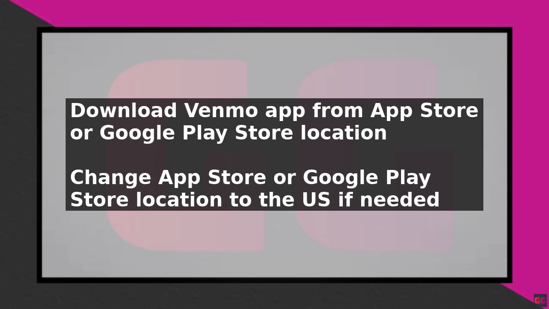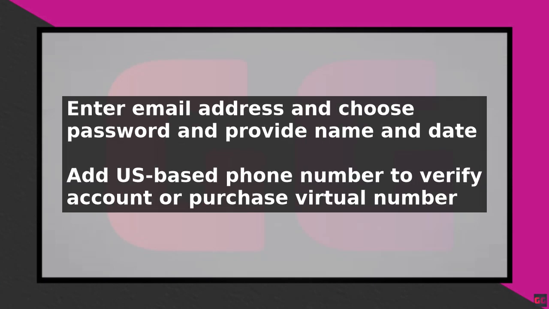Start by downloading the Venmo app from the App Store or Google Play Store. If you are unable to find the app, you may need to change your App Store or Google Play Store location to the US. Once the app is downloaded, tap on Sign Up and enter your email address. Choose a password, and provide your name and date of birth.